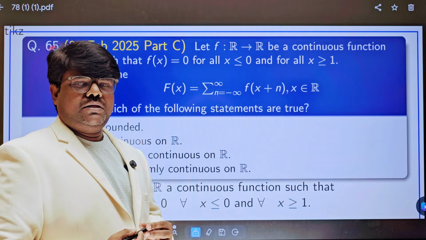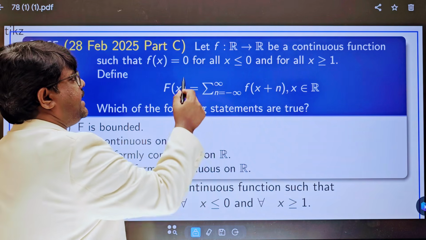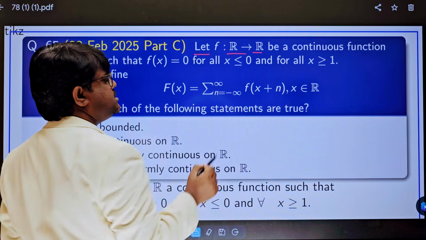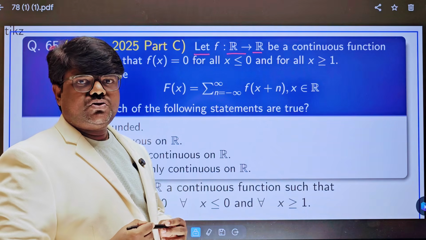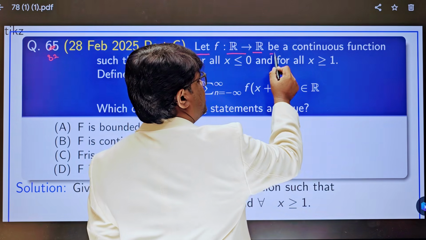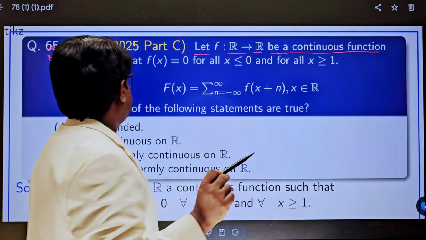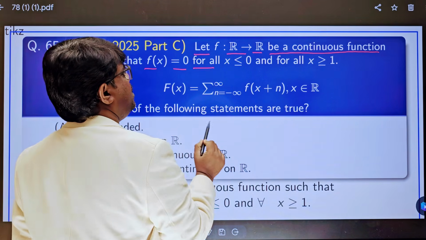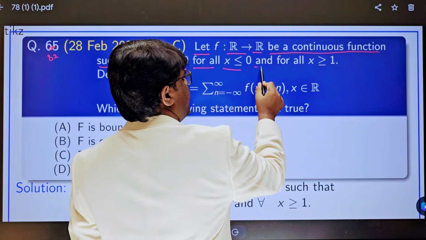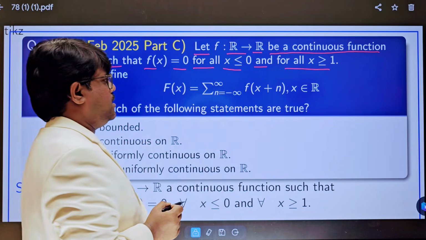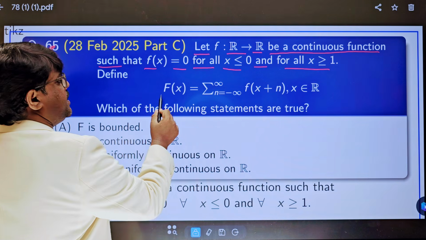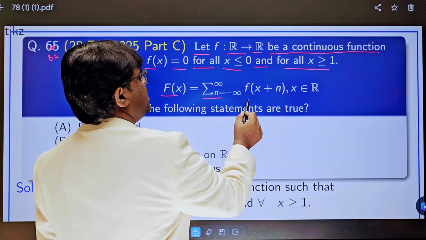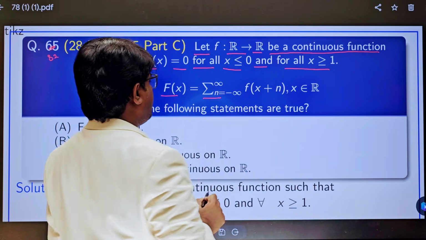In the question, they have given: let f be a function from real numbers to real numbers, that is, the domain is R and the codomain is also R, be a continuous function such that f of x equals 0 for all x less than or equal to 0 and for all x greater than or equal to 1. Define capital F of x equals the summation from n equals minus infinity to plus infinity of f of x plus n, x belongs to R.